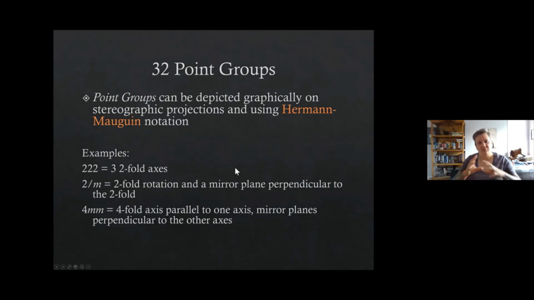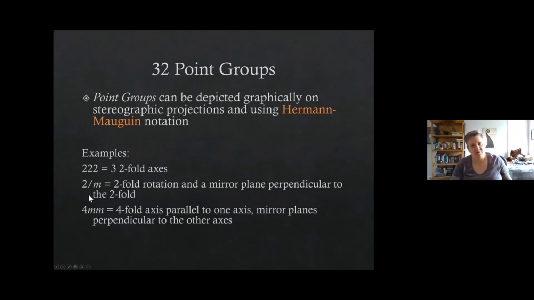So we can take those drawings that we did and put those into what we call Hermann-Mauguin notation, and this is what we use for papers, for manuscripts, and actually writing them out rather than drawing all these stereographic projections. So Hermann-Mauguin notation basically takes the unit cell parameters and links them to what those symmetry elements could be. So for example, 2, 2, 2 basically means there's 3 two-fold axes. 2 over m means that there's a two-fold that has a mirror plane perpendicular to the two-fold. 4mm means there's a 4-fold rotation on one axis, and then mirror planes perpendicular to the other axes.